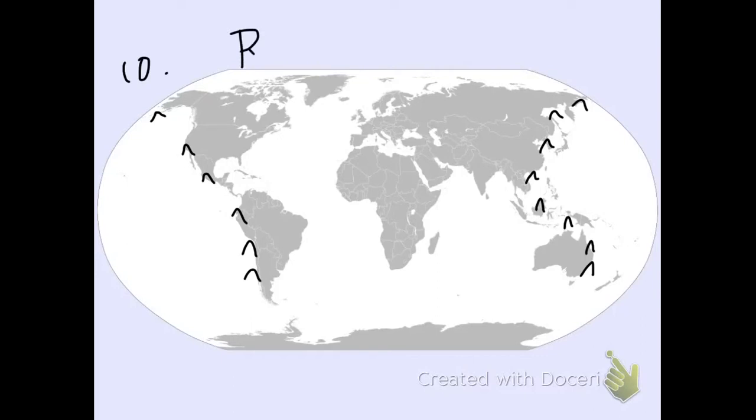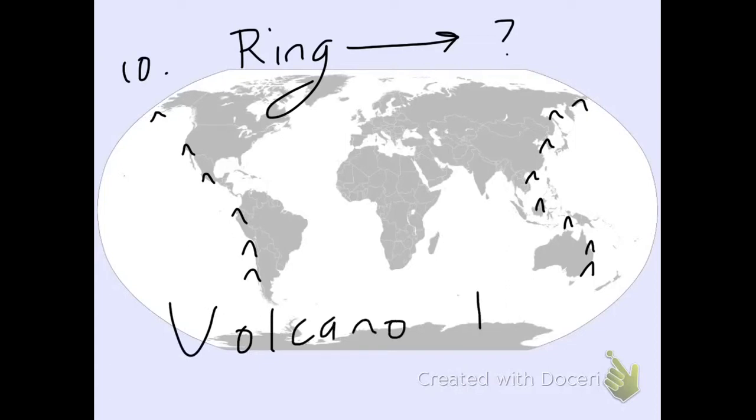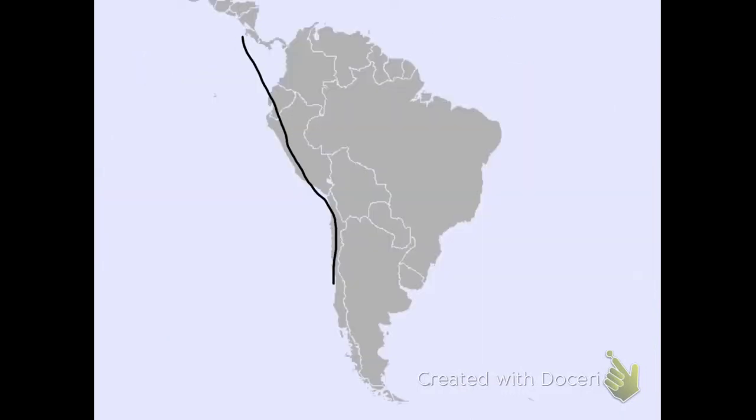Question number 10, this is a halfway point. We have volcanoes all around the world, but in a particular region that goes around the Pacific Ocean, which is called the Ring of what? The Ring of Fire. And the volcanoes that you're likely to find here are stratovolcanoes or composite cones.